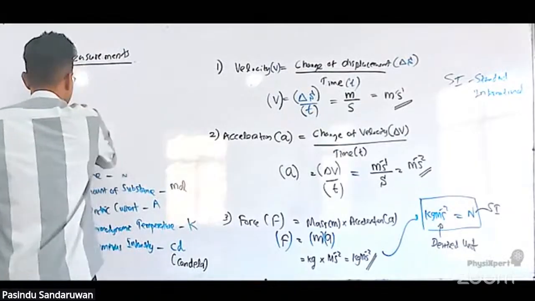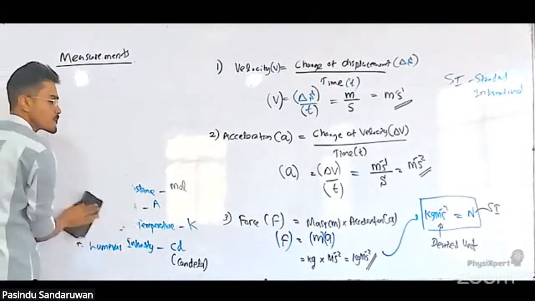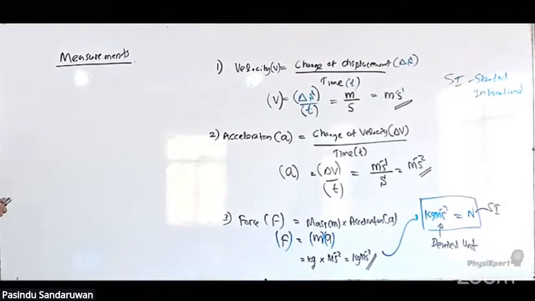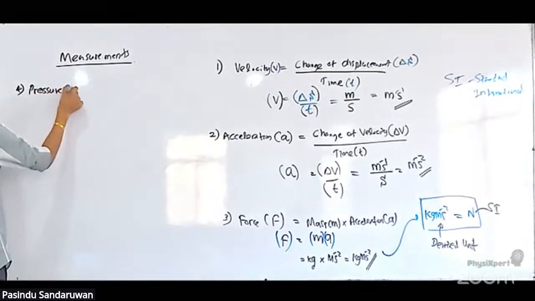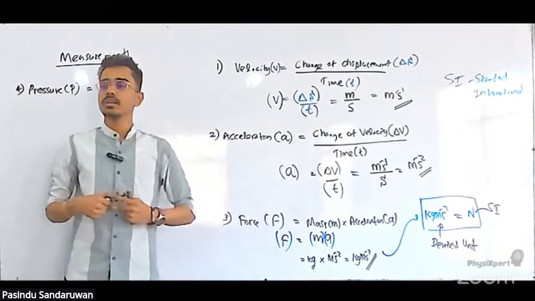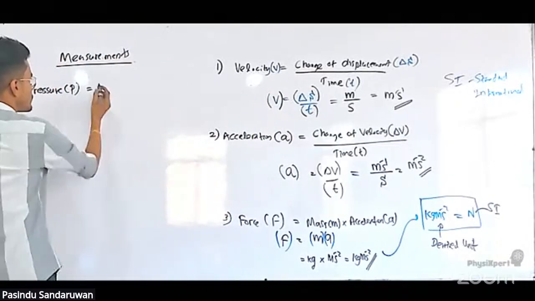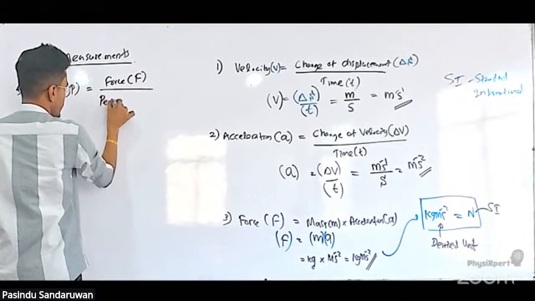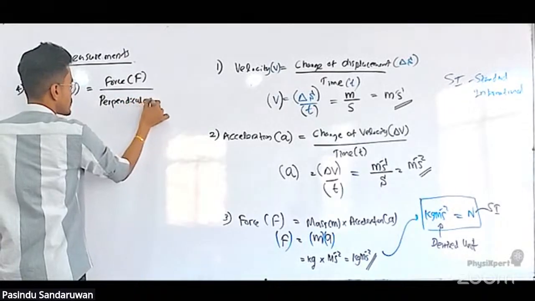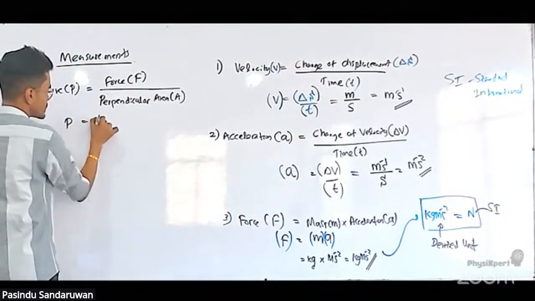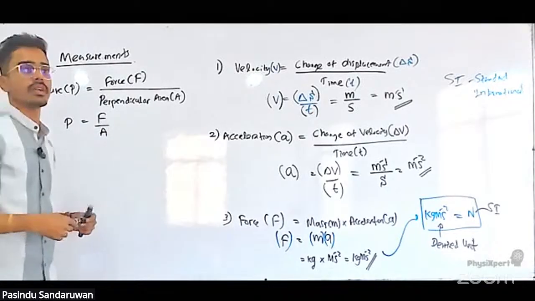Next, 4. Pressure. What is the equation of pressure? Pressure, capital P, is force over perpendicular area. Force, capital F, over perpendicular area, which we denote by capital A. So as an equation, P equals F over A.